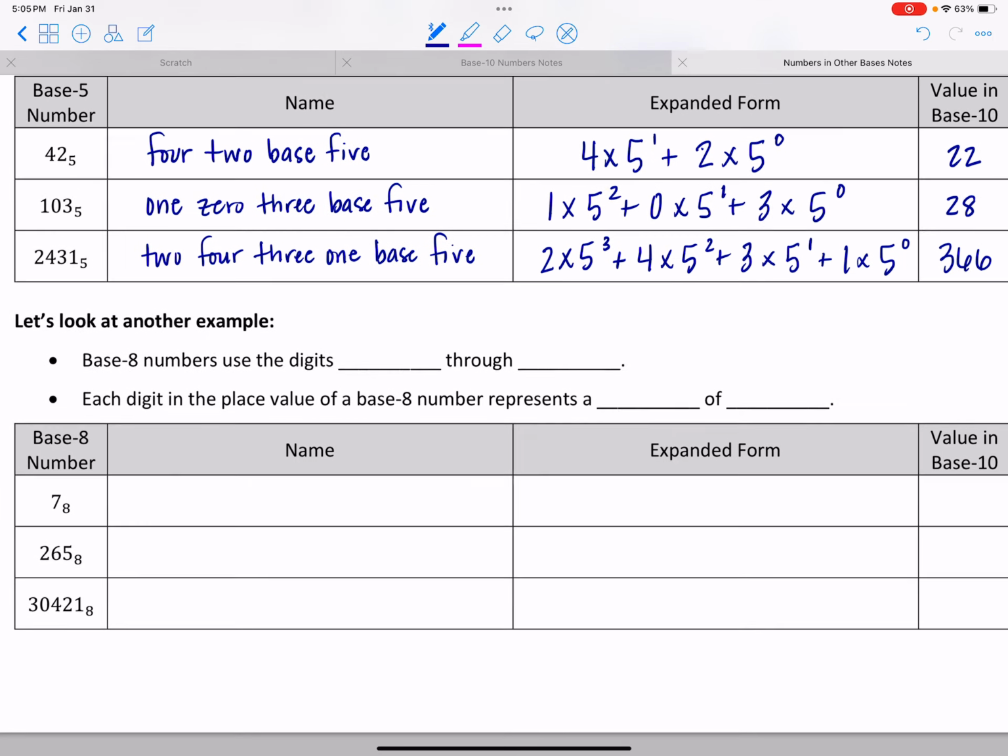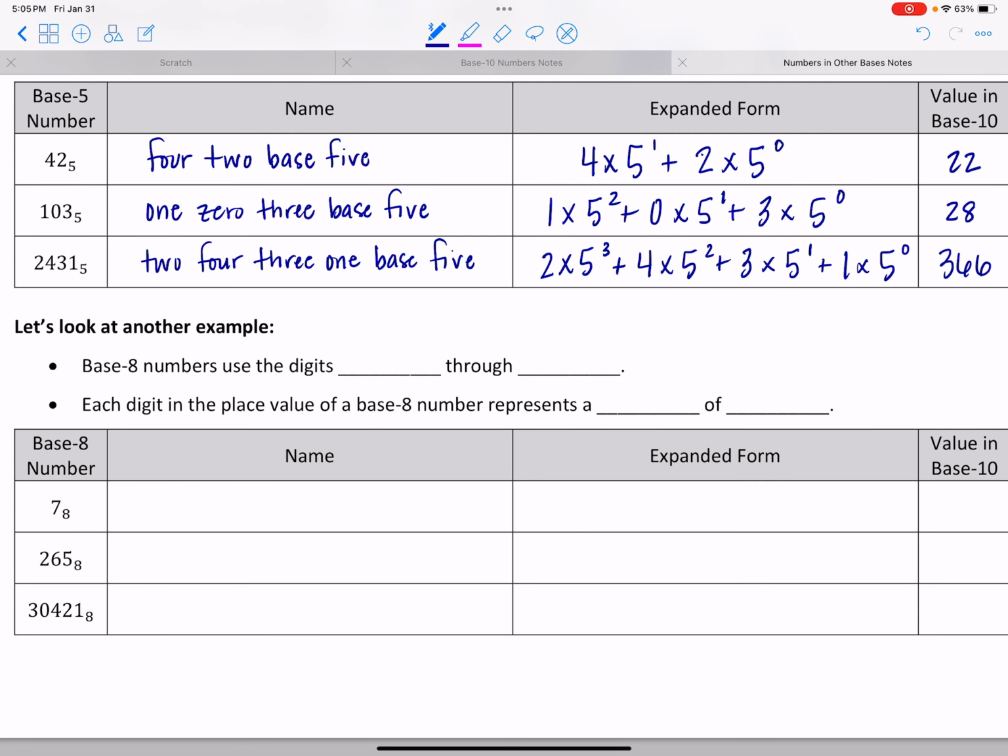Let's say we wanted to work in base 8. Your base 8 numbers are going to use the digits from 0 to 7. So it's always from 0 to 1 less than your base. If we're looking at base 8 numbers, then each digit in the place value of a base 8 number represents a power of 8. Okay, as soon as we change to another base, we read our numbers differently.